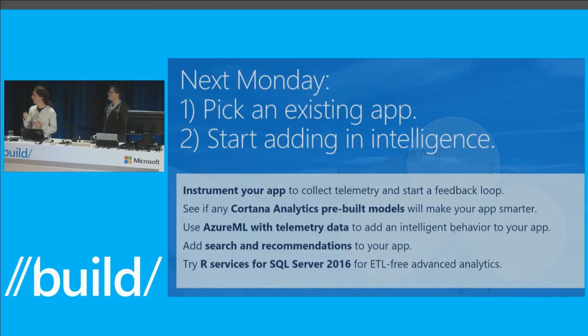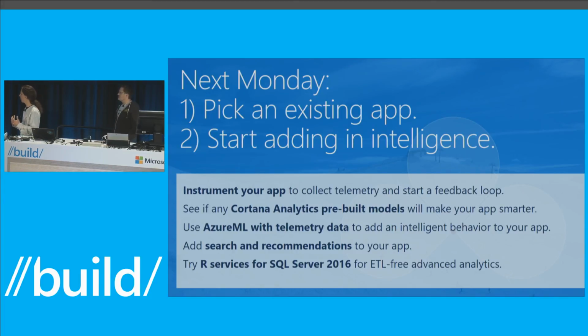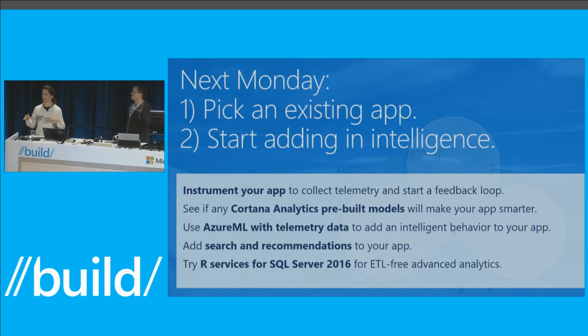So a few examples: instrument your app, start collecting behavior information so you can do better later. Maybe check out some of the Cortana Intelligence Suite pre-built options, so that if they line up with your requirements, maybe you get something off the ground quickly. And if not, maybe go check out Azure ML. There are a ton of examples. It's a very rich gallery of ready-to-go models and templates that you can use to experiment with, and maybe add something that will surprise your users.